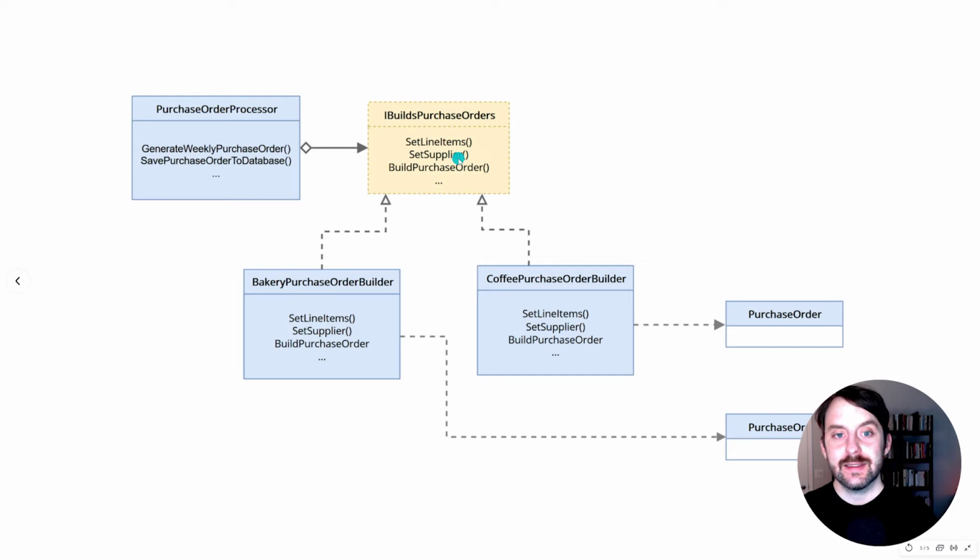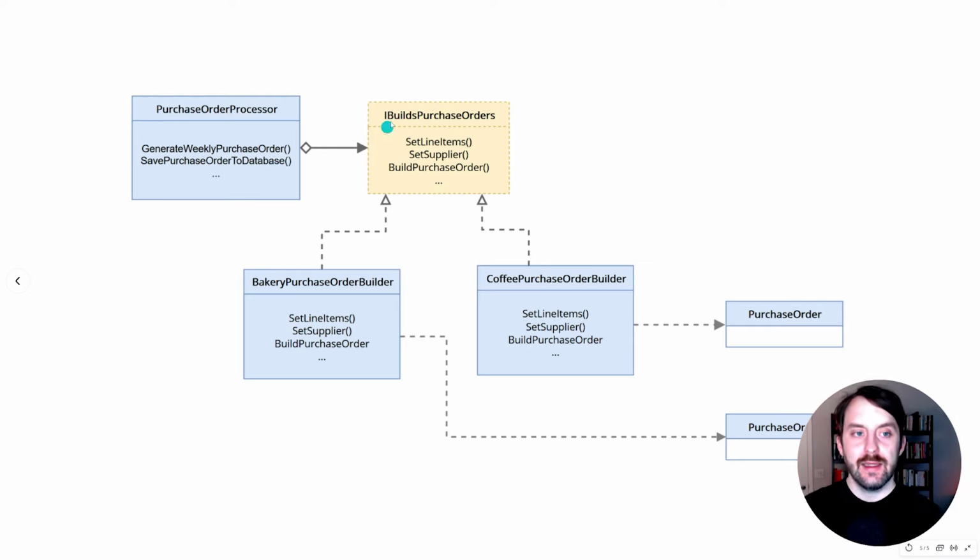However, both of these implement the same interface, and so we could very easily generate new concrete implementations of IBuild purchase orders, say for some other type of vendor that we might have, that we might sell things from at our cafe or our bakery, like a t-shirt vendor or something like that. And nonetheless, the director in this case could still use the same method to generate a weekly purchase order and save that purchase order to the database.